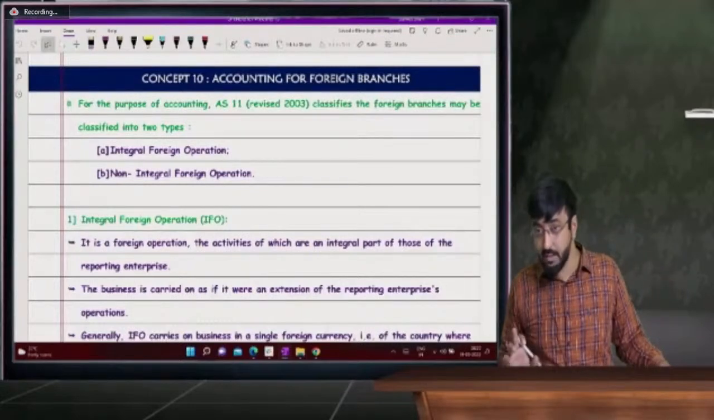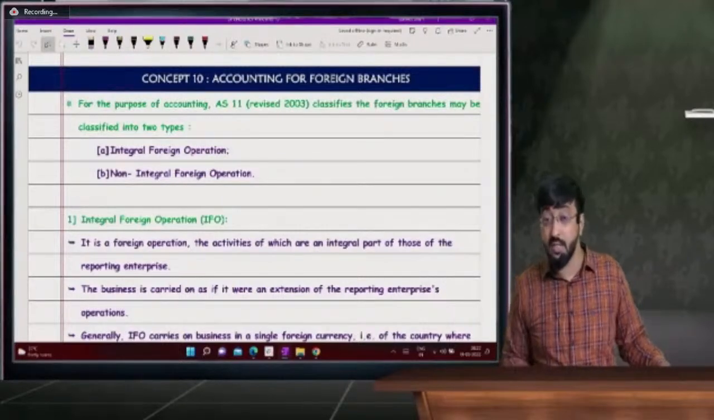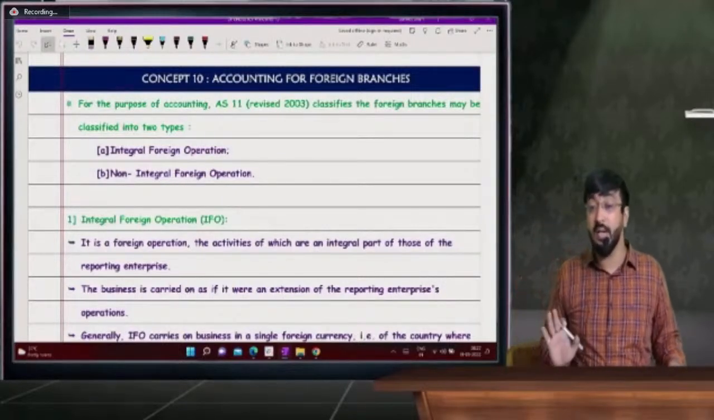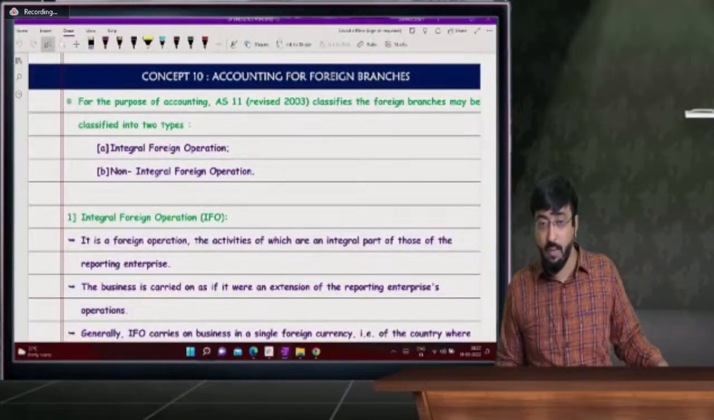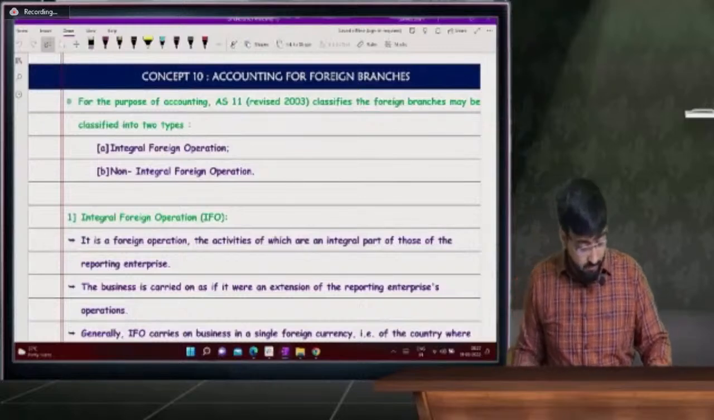But please don't skip this chapter in the option, this part in the option. And suppose if this question comes, it will be 100% marks that you are getting. So focus on this foreign branch. We will take one problem based on this concept.